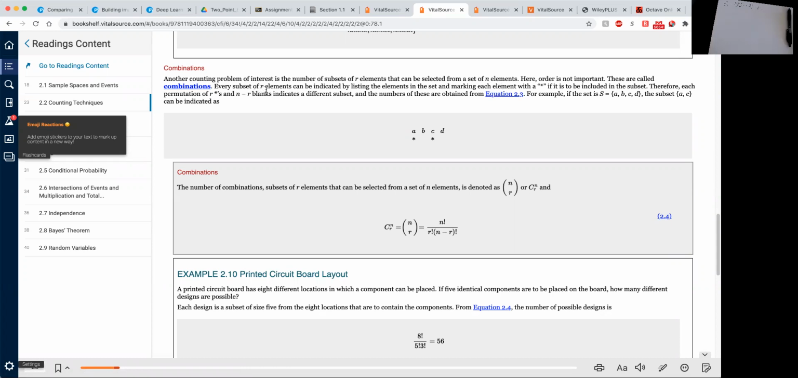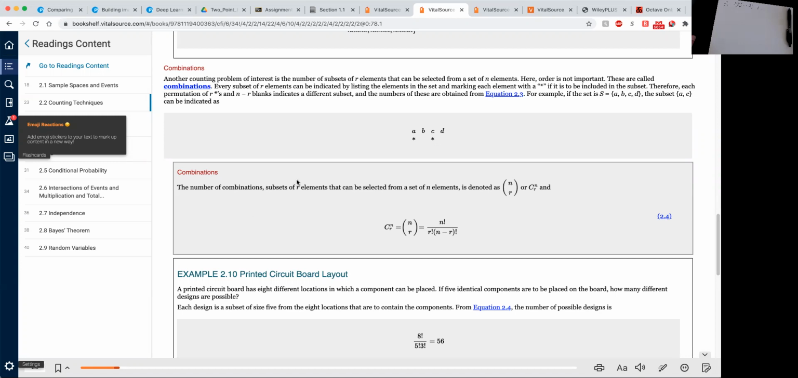Every subset of r elements can be indicated by listing the elements in the set and then marking each element with a star, or say asterisk. Let me say just star, if it is to be included in the subset. Therefore, each permutation of r stars and n minus r blanks indicates a different subset. Let's see an example. If the sample space S has A, B, C, D, 4 elements, the subset A and C can be indicated like this.